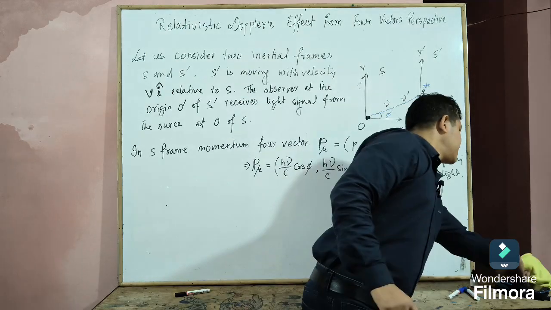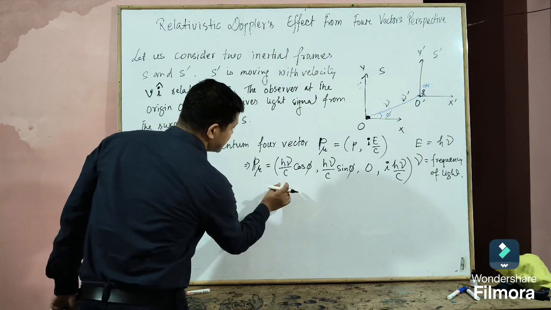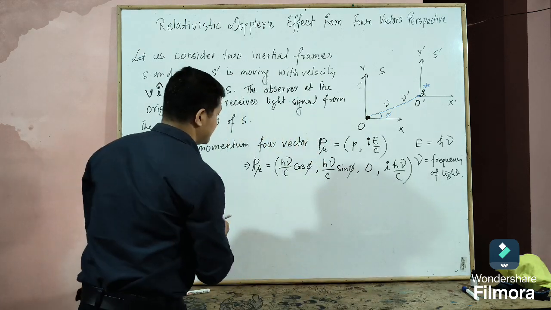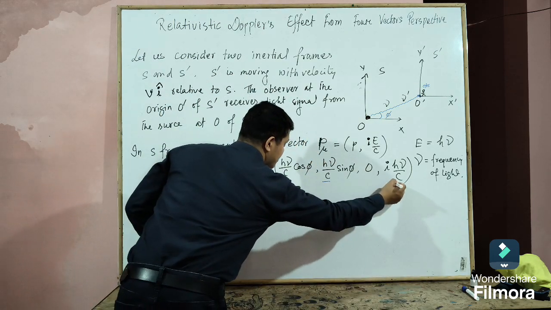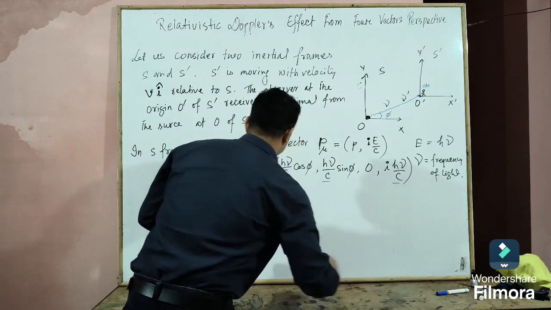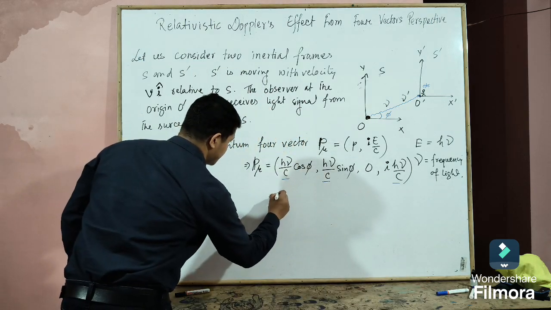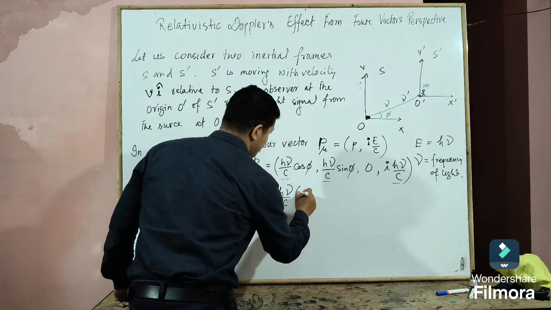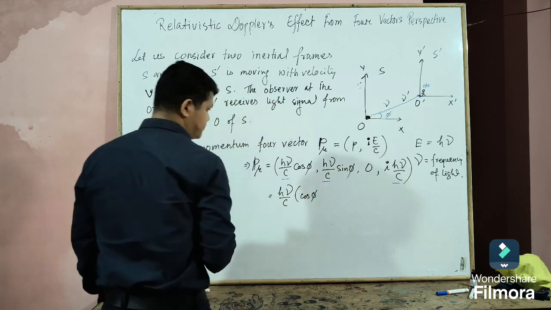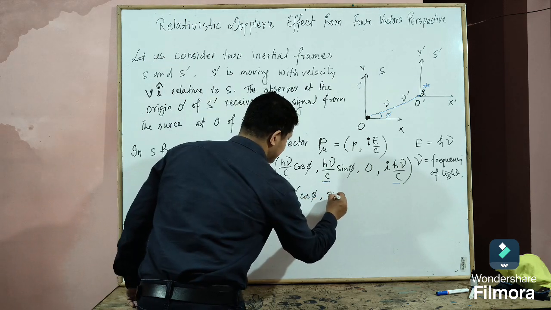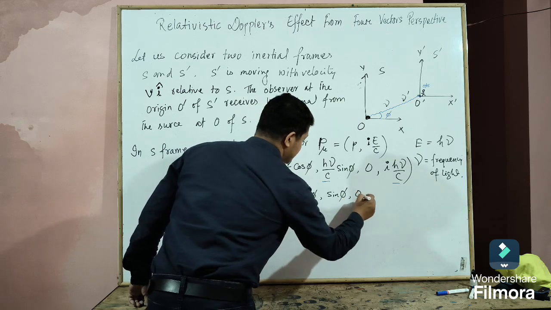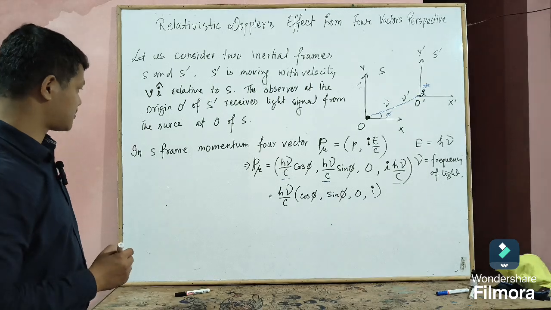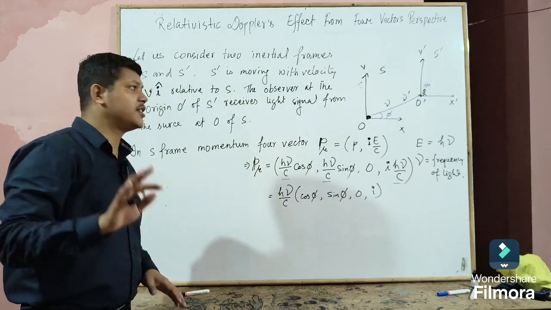Now what we can do, we can take this part common. We can take this h nu by c common. Then we can have h nu by c, and within the bracket here we're going to have cos phi comma sin phi comma 0 comma i. That's what we're going to have, right? Just pause the video and note these things.